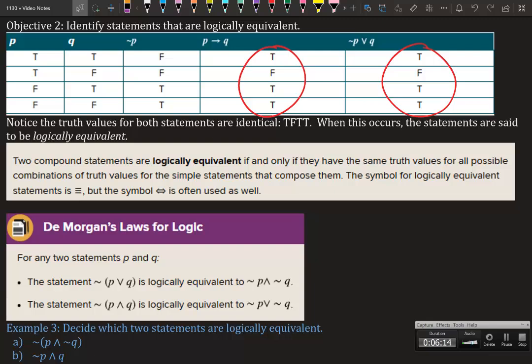The symbol for logically equivalent statements is like a little three lines. We're used to seeing that for navigation bars. Also, you can use a double arrow, double line as well. It means the same thing.